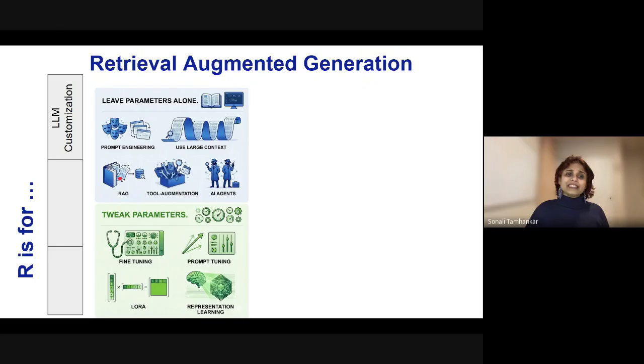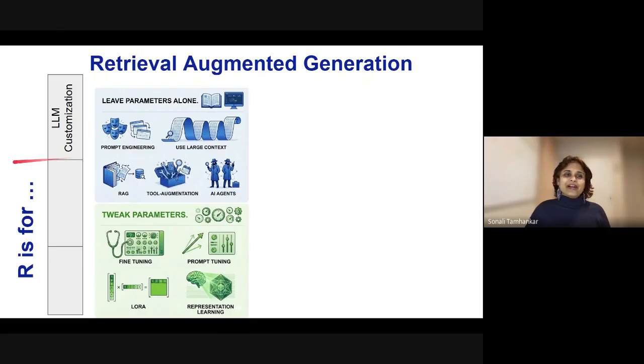So let's briefly survey these two categories. The simplest example in the first category is prompt engineering, just asking questions better. Modern models also have a very large context window, which means you can feed it a lot of text directly. In theory, you could paste an entire book into the prompt and ask questions about it. In practice, this gets expensive and slow because the attention algorithm scales roughly with the square of the input length.